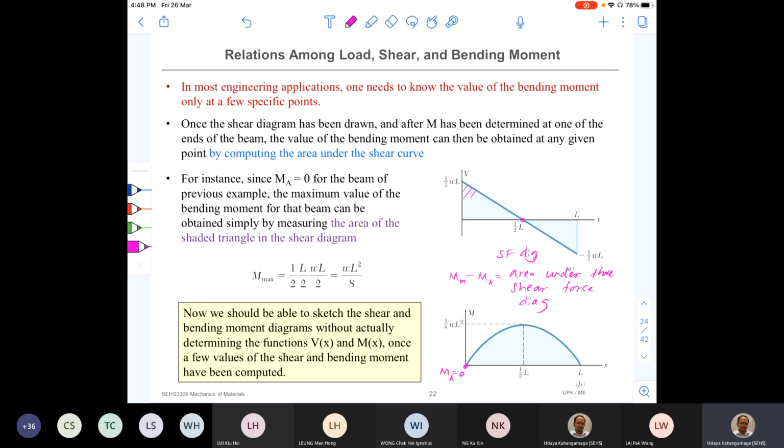Okay, so that means this area. So this length here is L by 2. Height is half WL. So you can see that I calculate that one. The area of the triangle is half base L by 2 into height WL by 2. Okay, half base into height is WL squared over 8. So without doing any integration and all the calculation, we can find out this value.